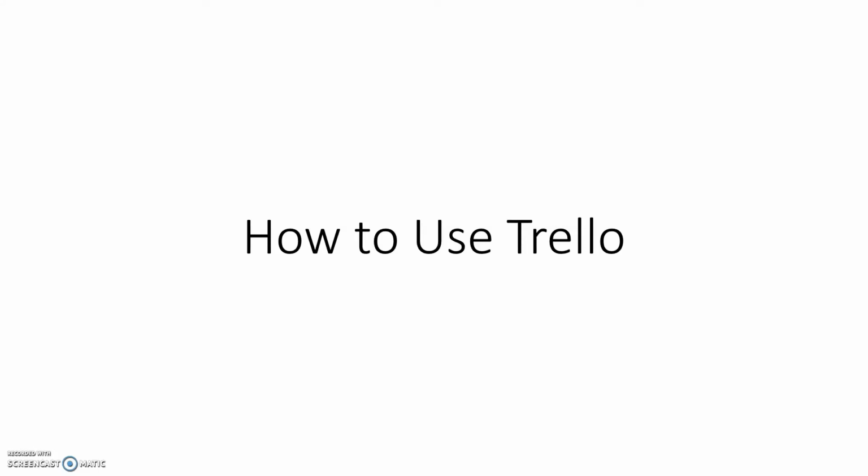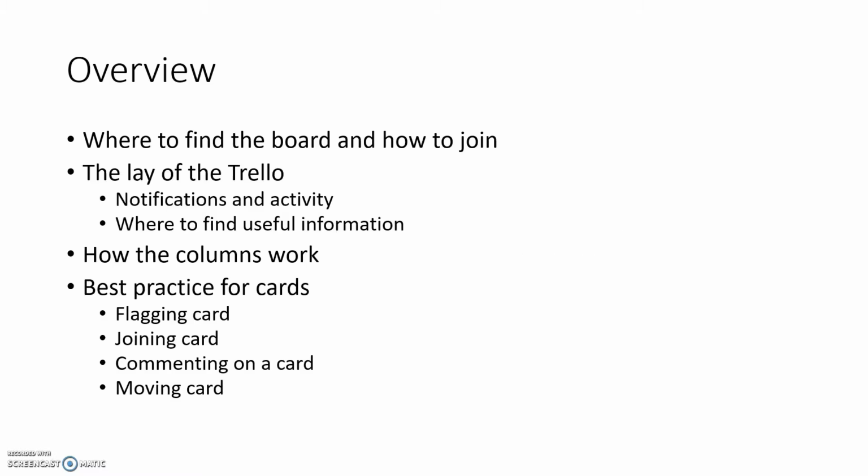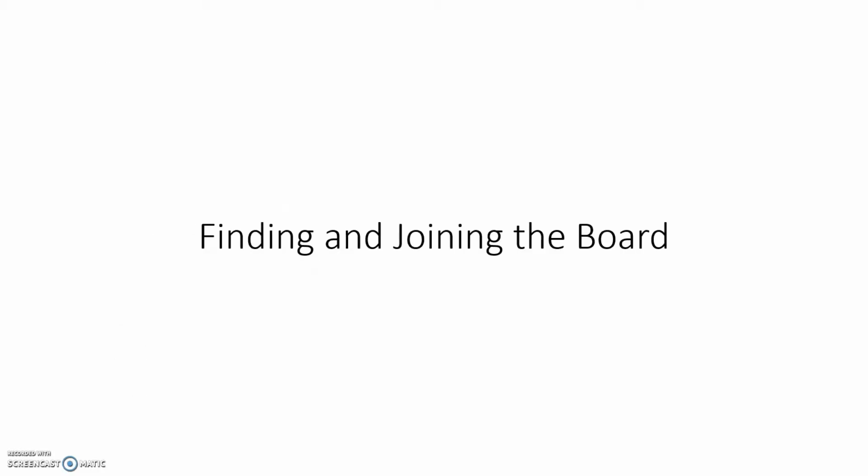Hi, I'm Maeve, and in this video I'm going to be showing you how we are using Trello in the Mass Access project. As a quick overview about this video, first I'm going to talk about where we find the board and how you can join it, and then the lay of the land, so where you can find the notifications and activity information, and where you can find the useful information specific to this project. Then I'm going to take you through how the columns are working, and then finally the best practice for card use, which includes flagging and joining, commenting, and moving the card along the assembly line.